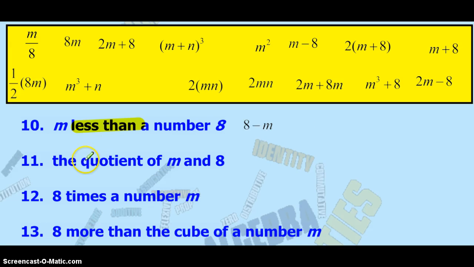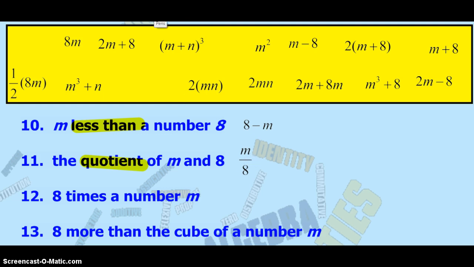The next one says the quotient, and we know that quotient means to divide. So we're looking for something that divides m and 8. So m is divided by 8 in this particular case, and lucky for us, we have a fraction m over 8.